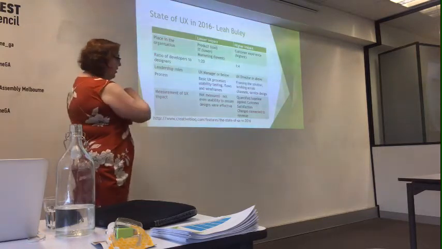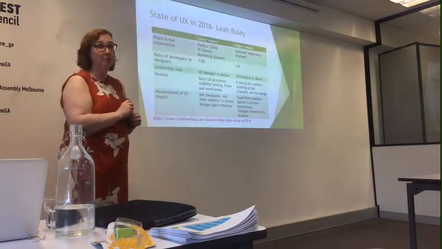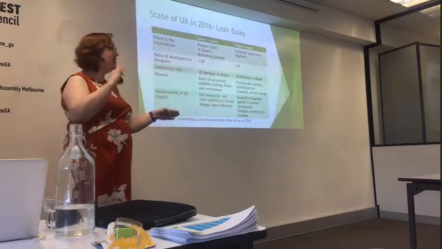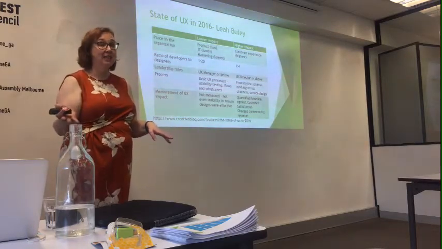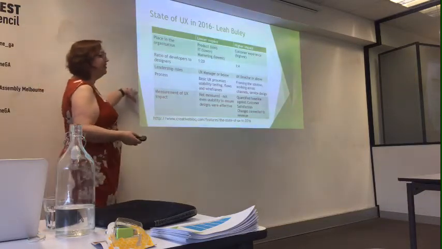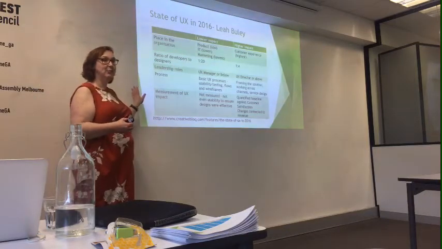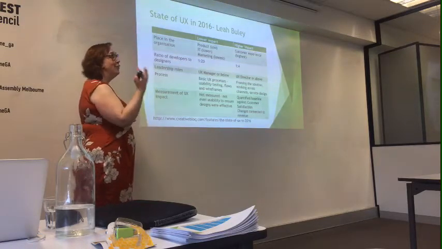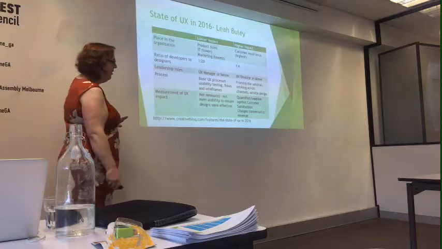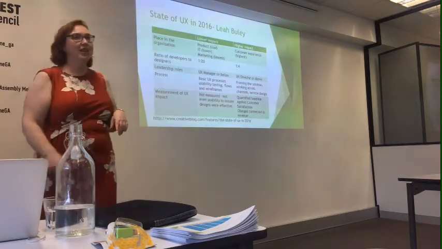She got them to mark themselves from 1 to 5, 1 being low impact, 5 being high impact. And these are the properties of the difference between organisations with low impact versus high impact. So, place in the organisation.